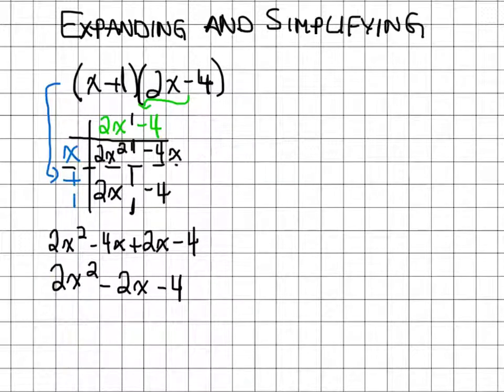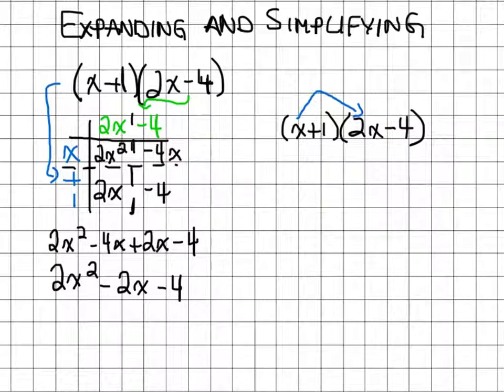Now I call this the chart method. Then there's another way, which you may have heard, called FOIL. So that's where, and I'm going to just rewrite this, I have x plus 1 times 2x minus 4. And what I'm going to do, and it results in the same thing, is I take the first two terms in each and multiply them together.